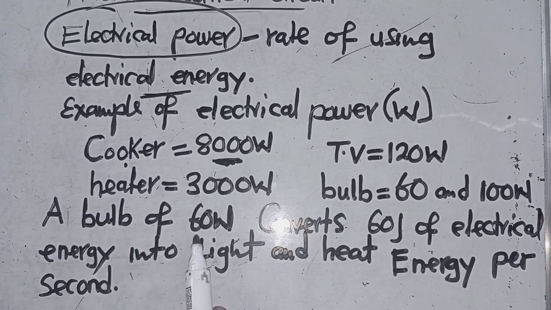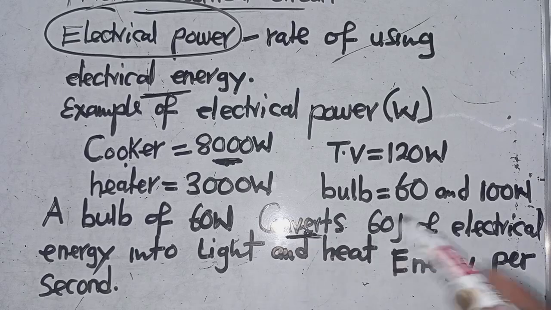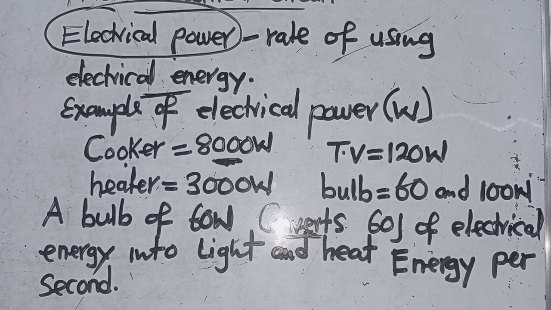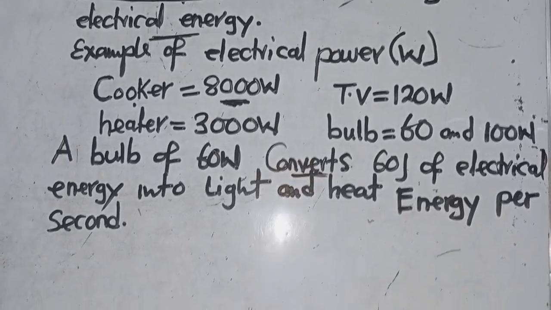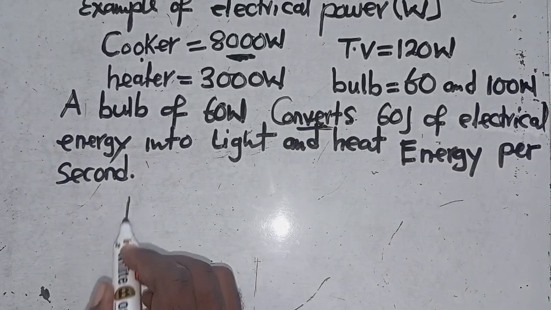So a bulb of 60 watts is going to convert 60 joules of electric energy into light and heat energy per second. That is what you are supposed to know. After understanding this concept that I've just shared here, you now need to understand the formula for that power.